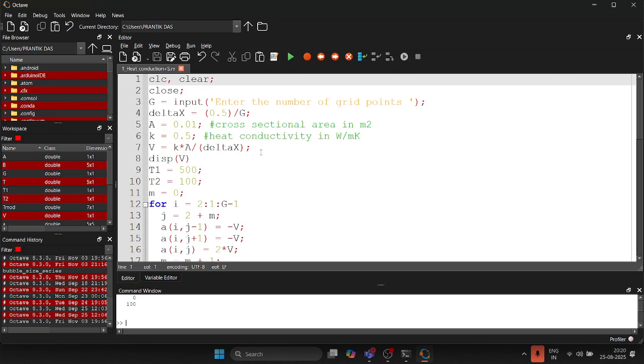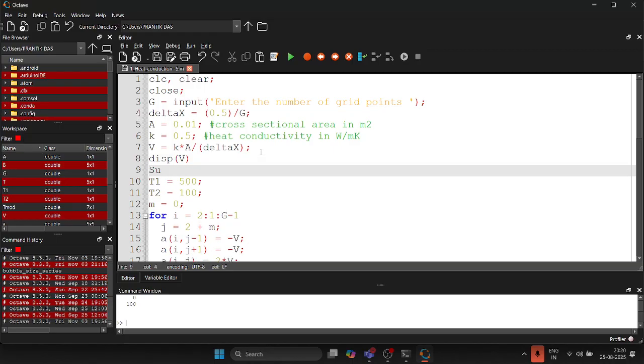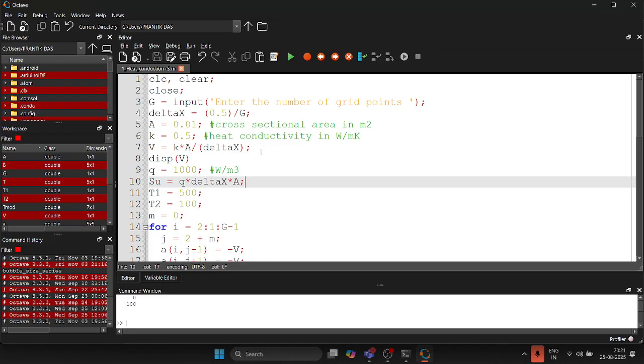So now what I will do is add a source term. Where the source term will be added, you know that from the matrix. So how to define the source term, that's a question. The source term is equal to AC, which is Q into delta X into area. Q is, let us take it to be 1000, with the dimension being watt per meter cube. Okay, so that's how it works.